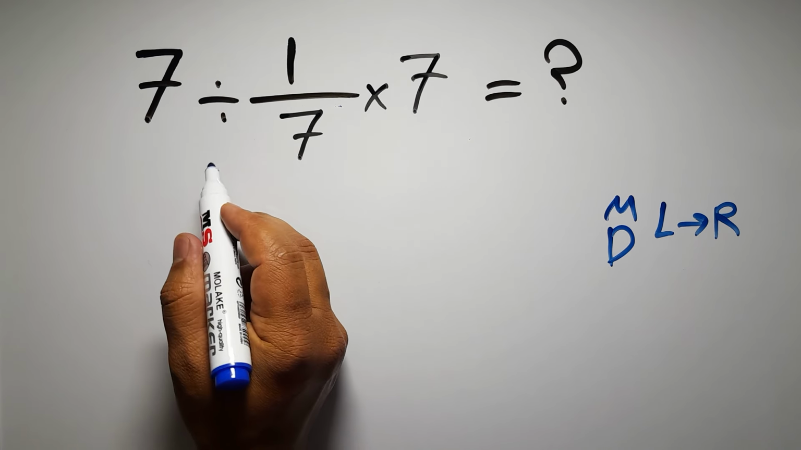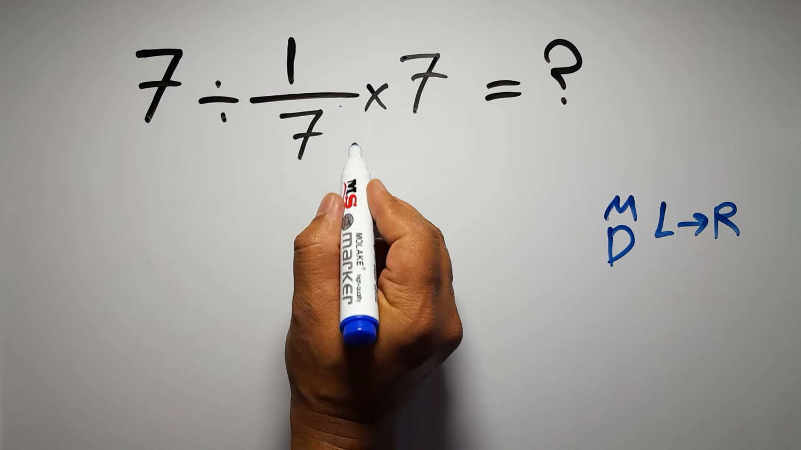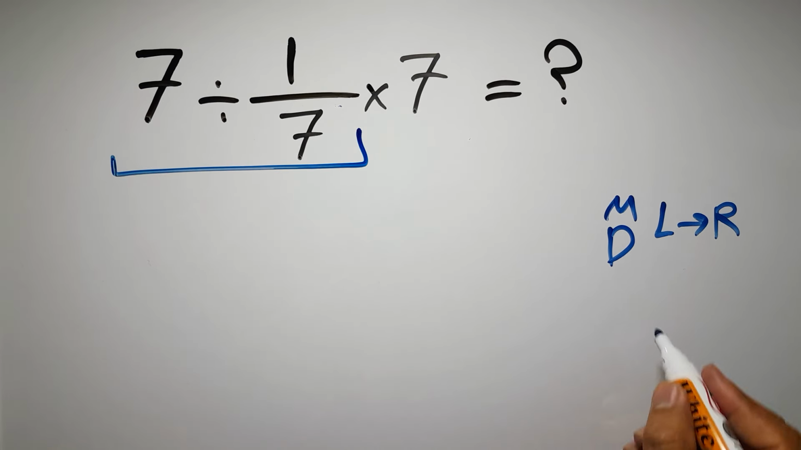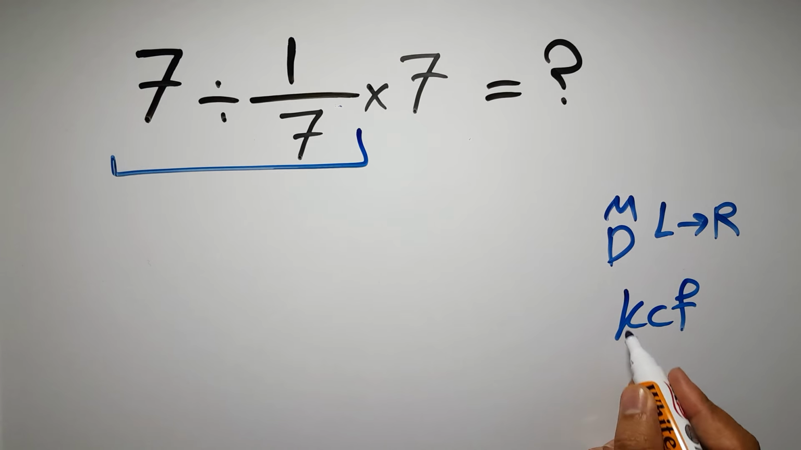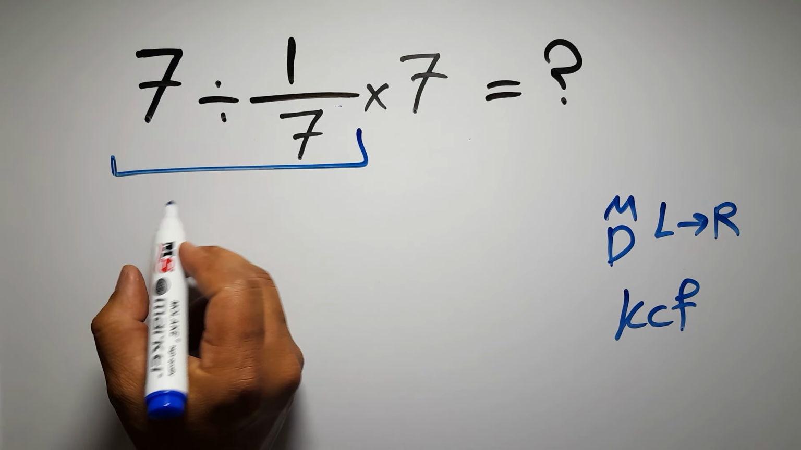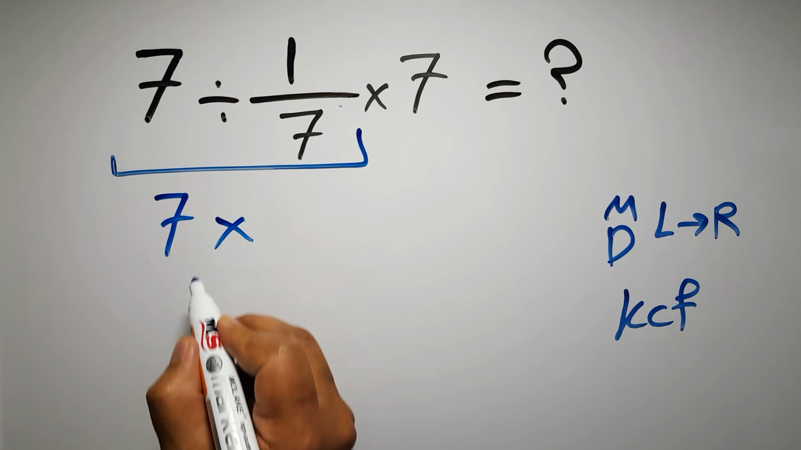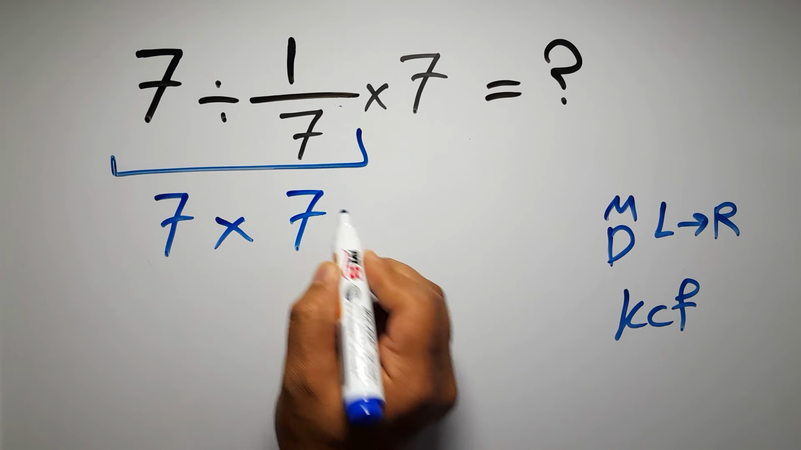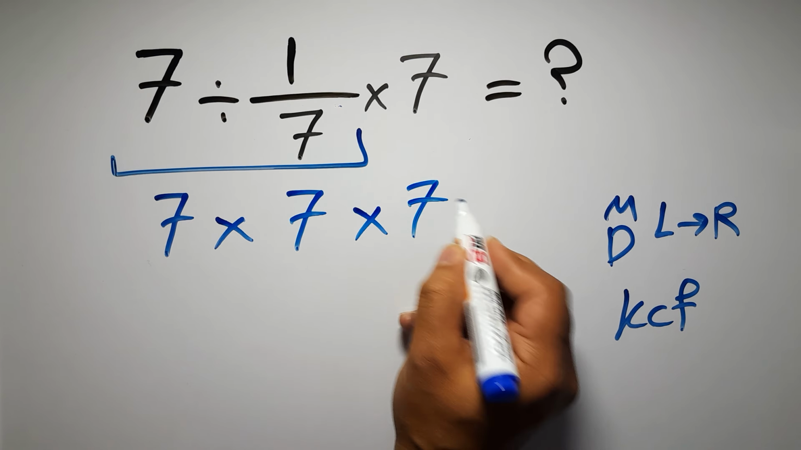So first this division, 7 divided by 1 over 7. According to the KCF rule, K stands for keep, C stands for change, and F stands for flip. We can write: keep the first fraction, change division to multiplication, and flip the second fraction. And again here we have times 7.